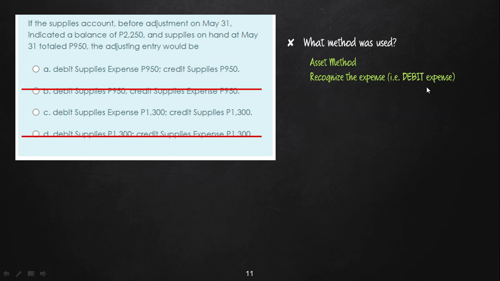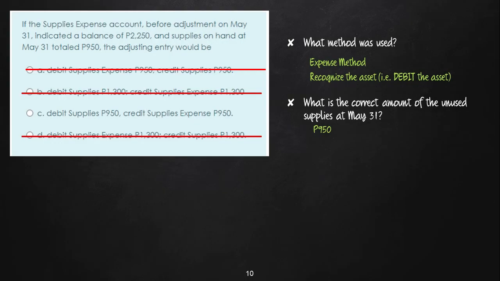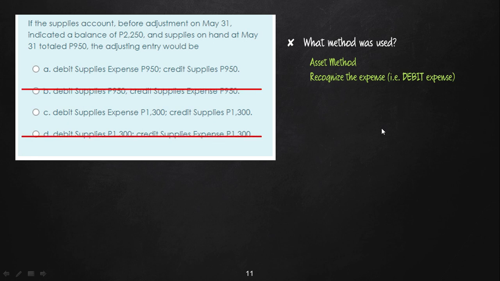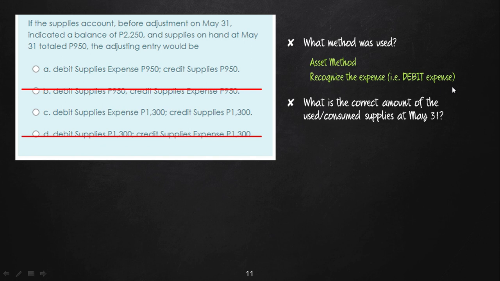So kanina class, ang atong gibuhat is debit the asset. Kay debit the asset man, ang atong ipangita nga amount, ang asset pud na amount, right? The unused pud na amount. Pero sa next problem class, tungod kay ang gigamit nato kay asset method man, unya debit the expense man ta, so ang pangitaon nato nga amount is kadto nagamit na or na-consume na. Kay ang na-consume na, mao man na siya ang expense, right?